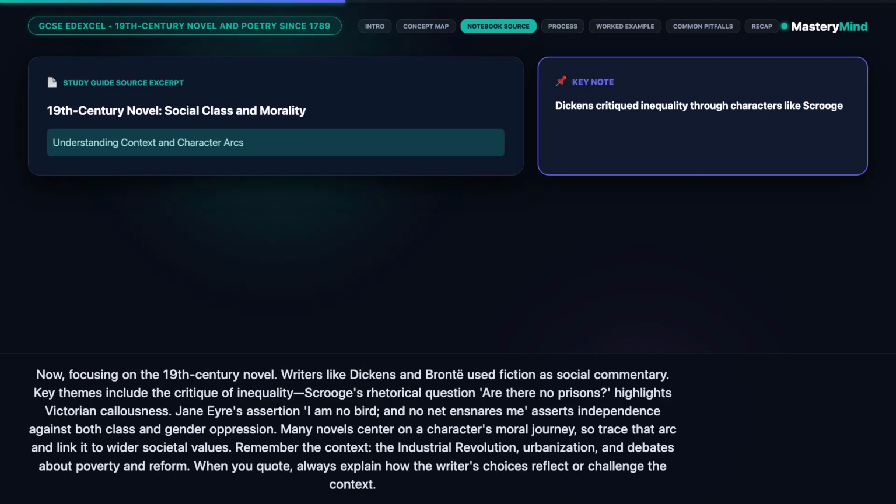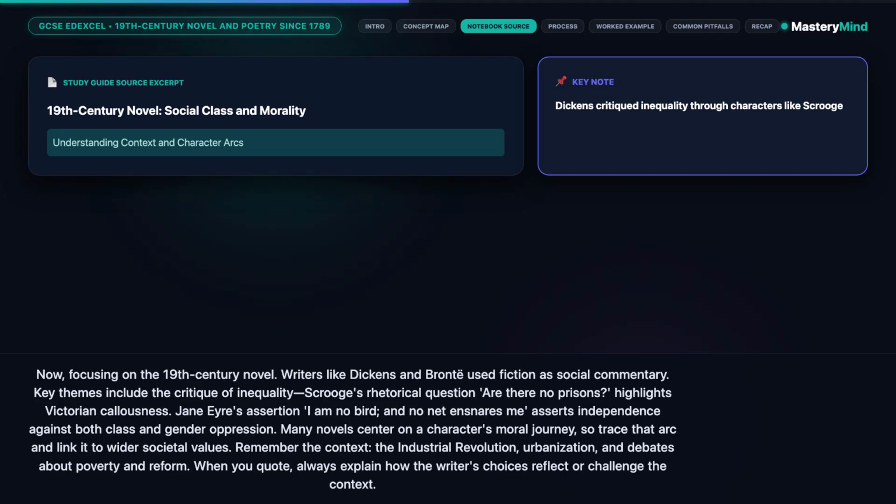and gender oppression. Many novels center on a character's moral journey, so trace that arc and link it to wider societal values. Remember the context: the Industrial Revolution, urbanization, and debates about poverty and reform. When you quote, always explain how the writer's choices reflect or challenge the context.